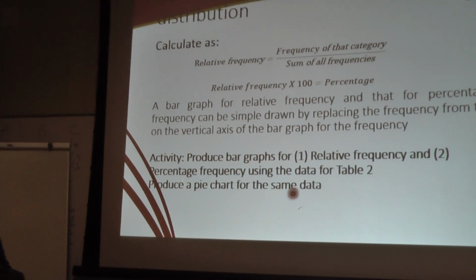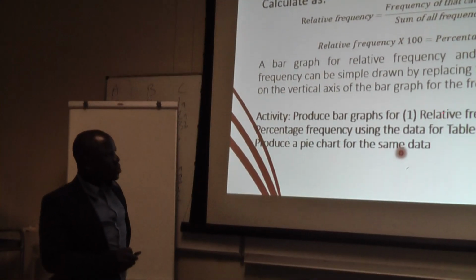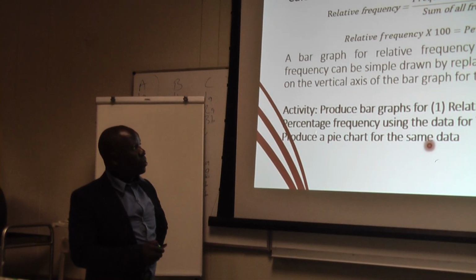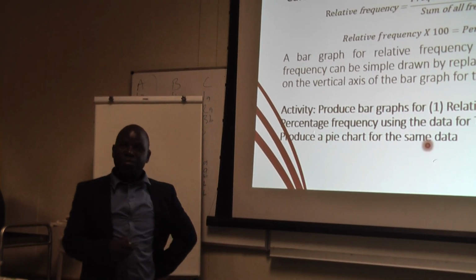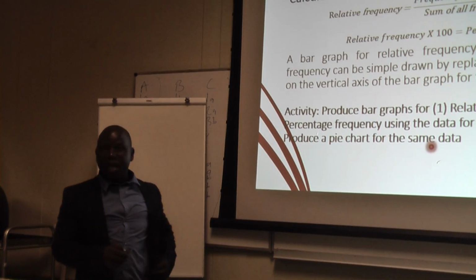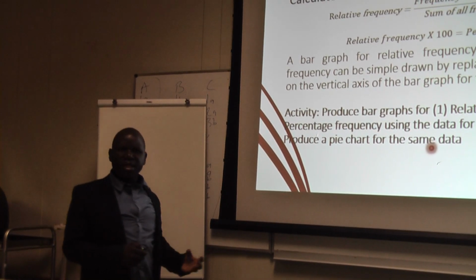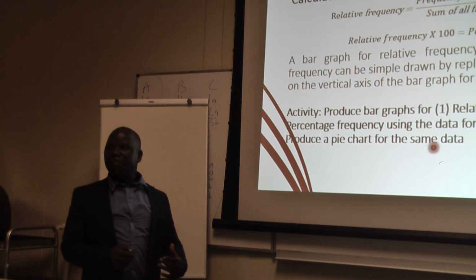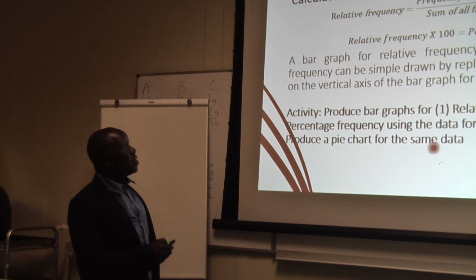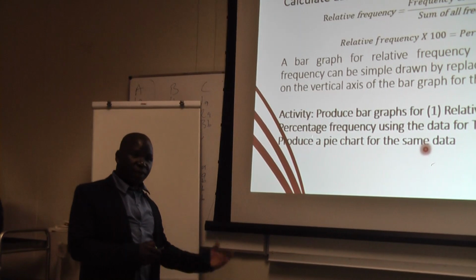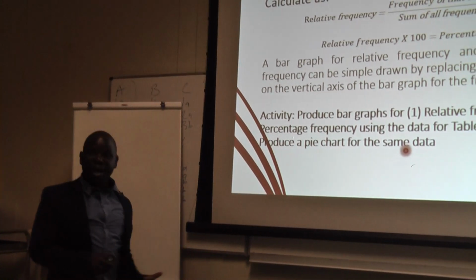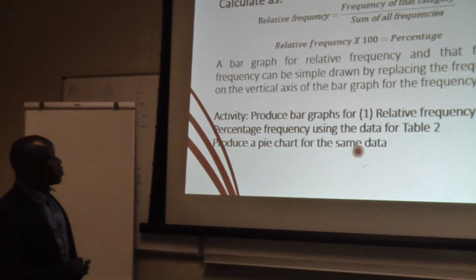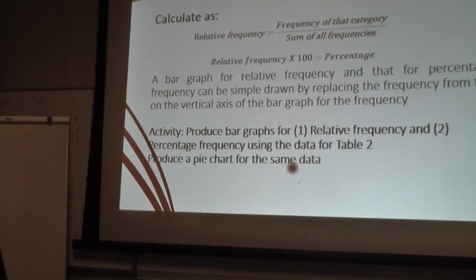I want you to bear in mind that a pie chart is also a very useful graph for a qualitative variable. So that same data can also be represented in the form of a pie chart. If it is a research article or a manuscript, you don't need to use the same type of graph throughout. You may use a frequency distribution table, a bar graph, or a pie chart. So using the same data, try to produce a pie chart.